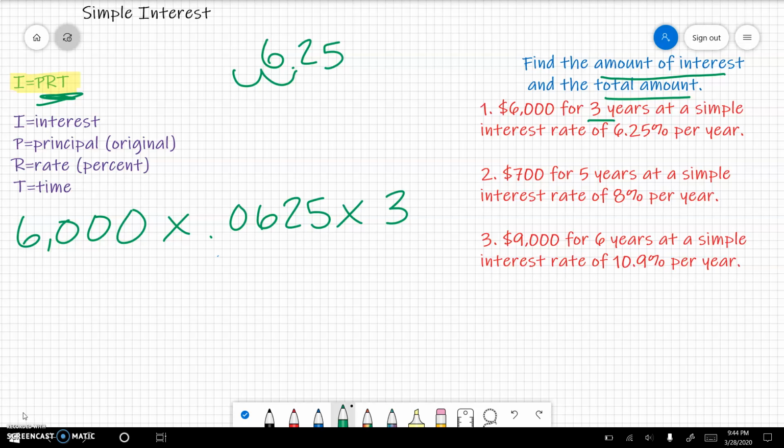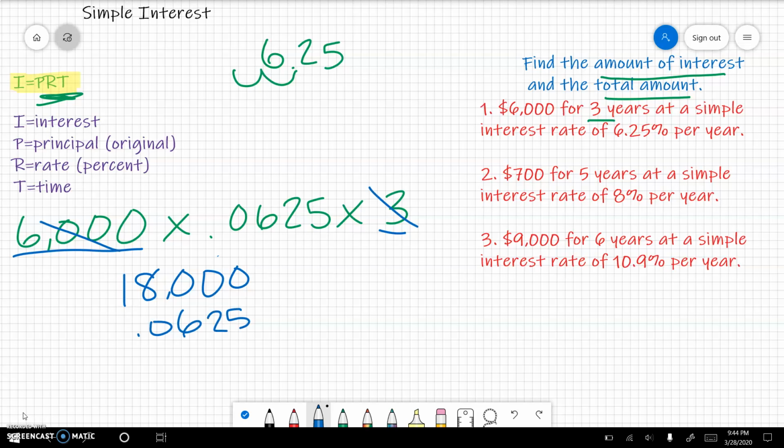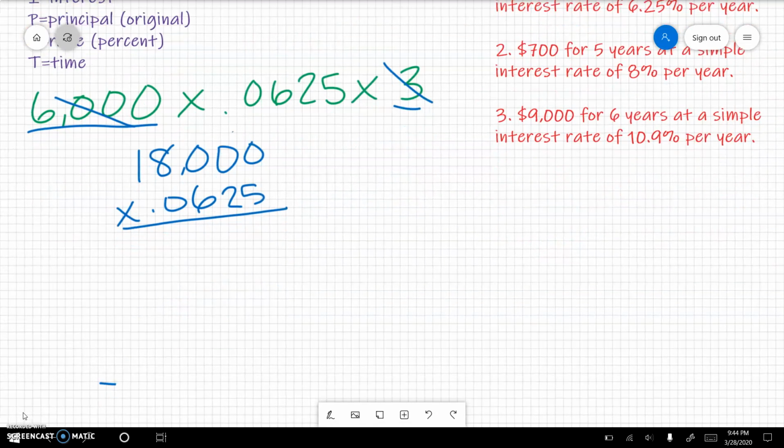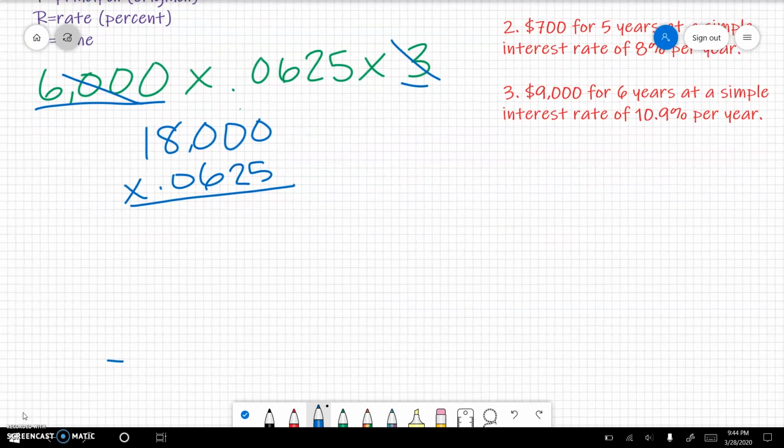As you should remember, when you multiply, you can only multiply 2 numbers at a time. So I'm going to pick the 2 easiest numbers to multiply first, which for me is 6,000 and 3, because I can do that in my head. 6,000 times 3, 6 times 3 would give me 18, and there are 3 zeros, so it's 18,000. So now I'm left with 18,000 times the last number in my formula, which is 0.0625. I'm going to multiply that. I'm going to move my screen down here for just a second while I solve this.